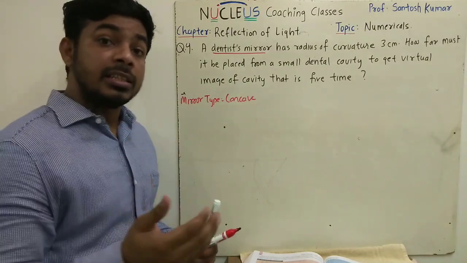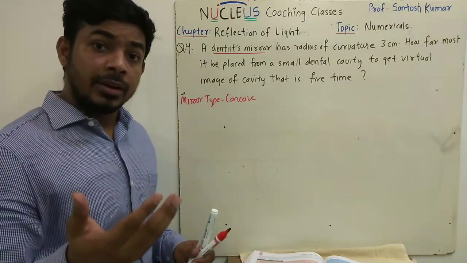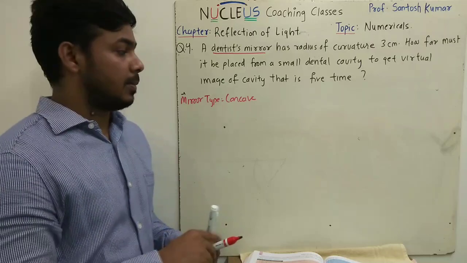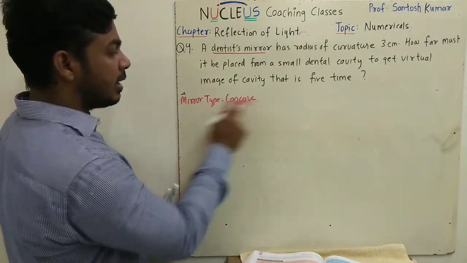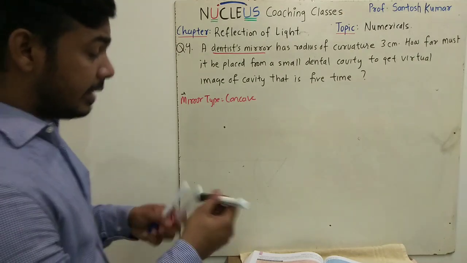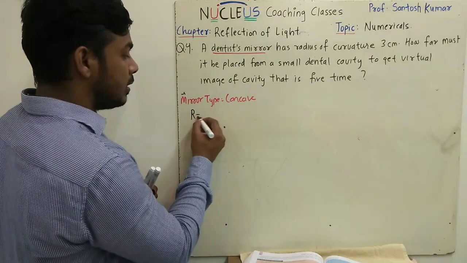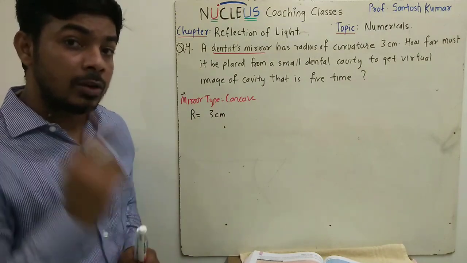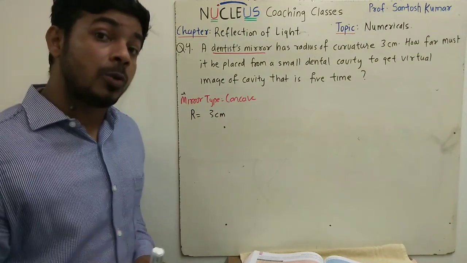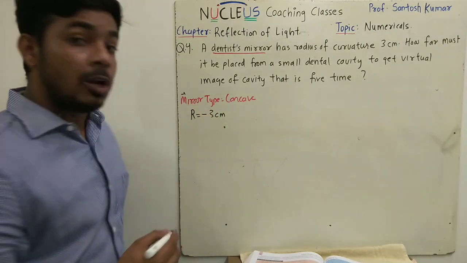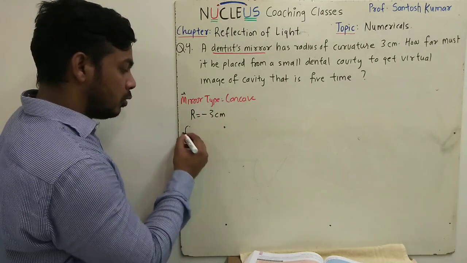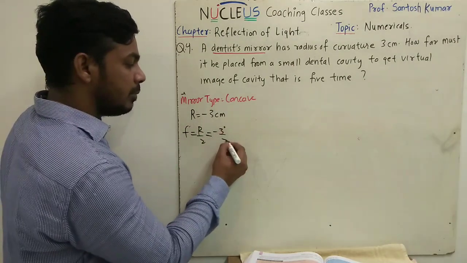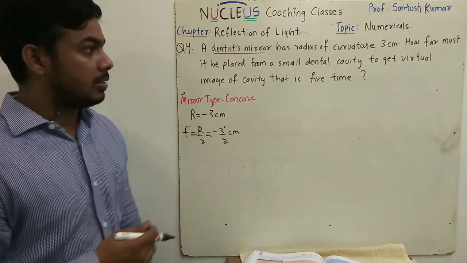Sometimes a surveillance mirror, rear view mirror or parking mirror will be given. These mirrors are nothing but convex mirrors. Here, since it is a dentist mirror, I have taken it as a concave mirror, and the radius of curvature has been given as 3 cm. Remember, for a concave mirror the focal length is negative, so the radius of curvature will also be negative. So the value of R is -3. Using the formula f = R/2, what is the value of f? Come on, tell me. -3/2 centimeter.